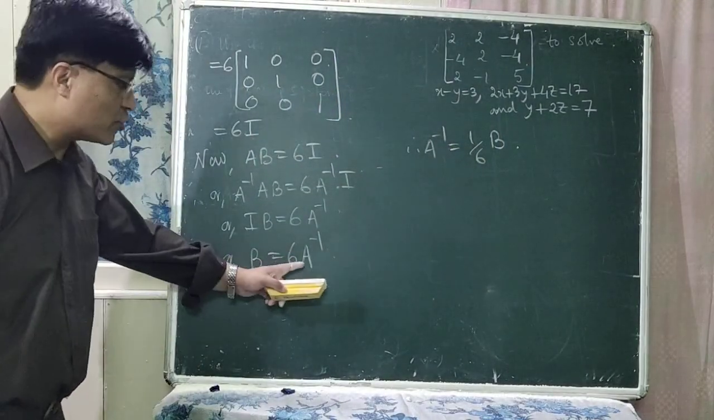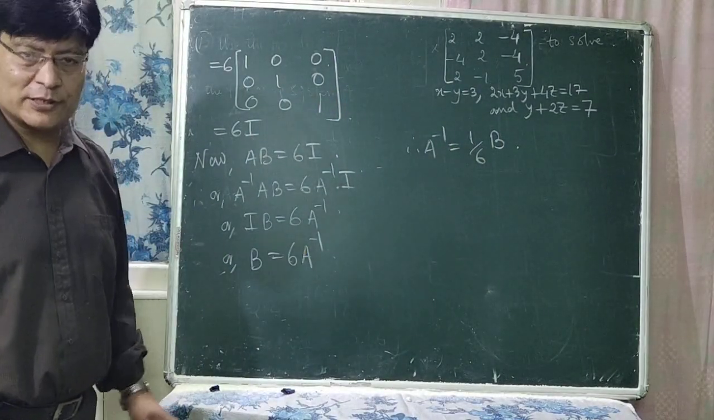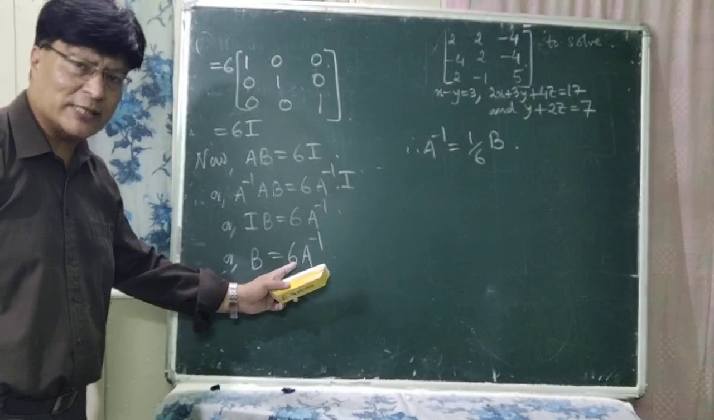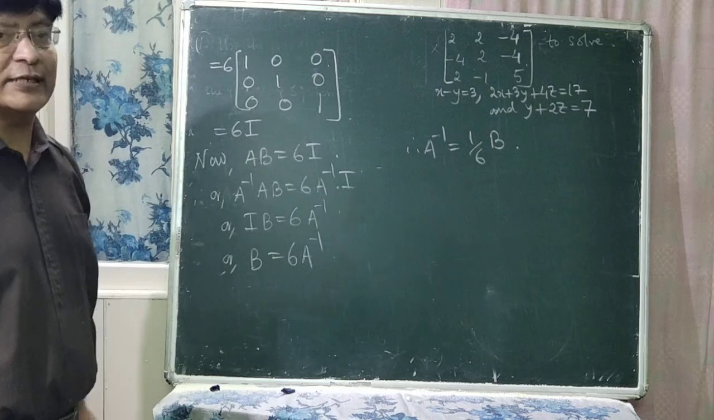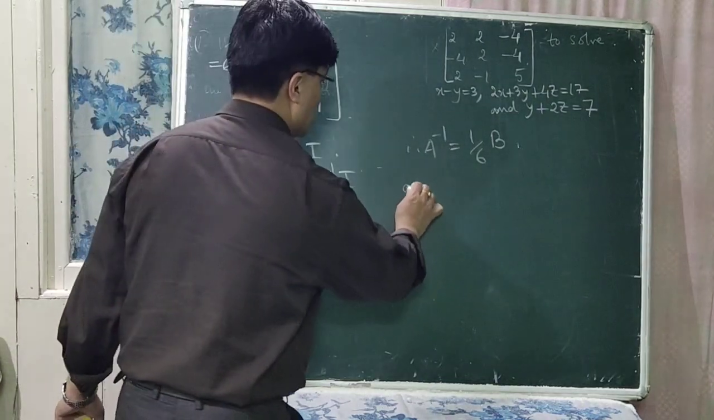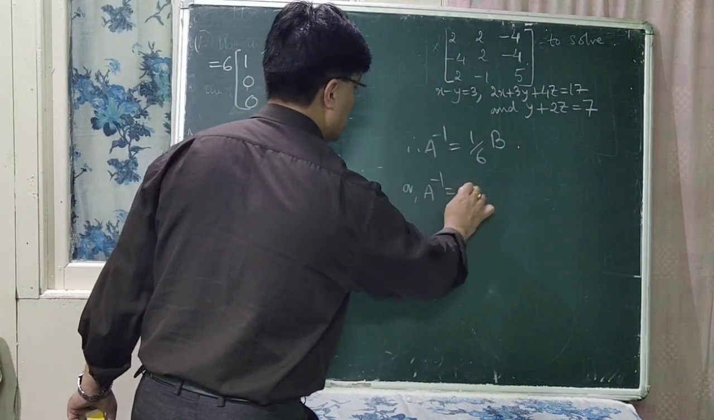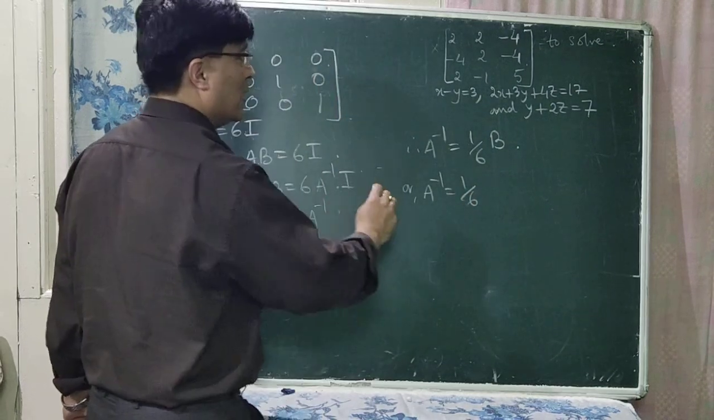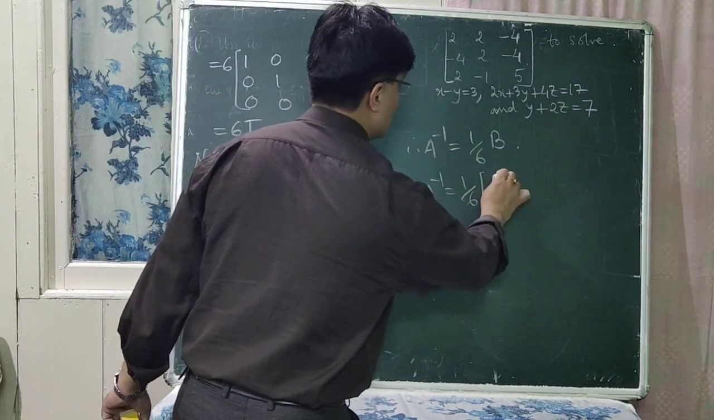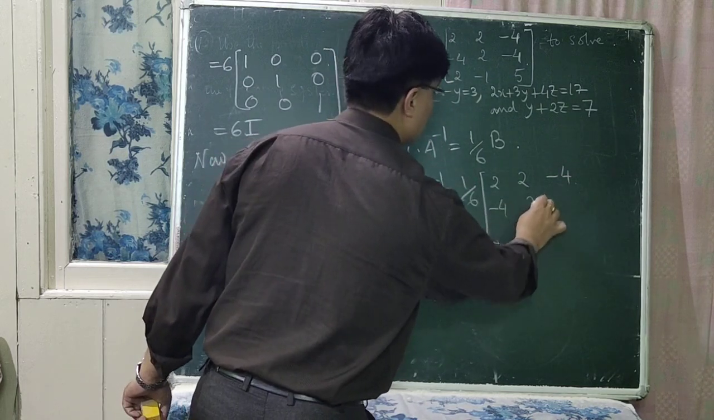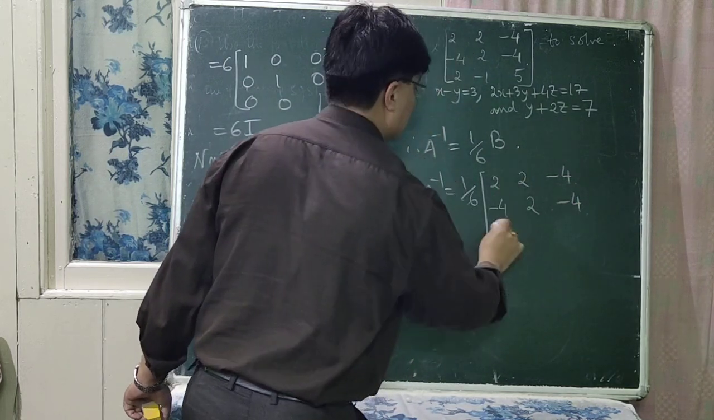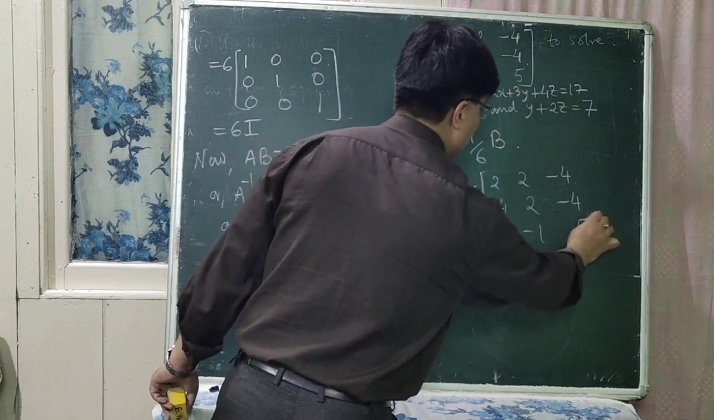So it is just like solving for A inverse. A inverse is equal to, when this 6 is taken to the left hand side, you should write it in the denominator. That is 1 by 6 into B. So what is A inverse now? It is equal to 1 by 6, and what is B out here? The B matrix was 2, 2, minus 4, minus 4, 2, minus 4, and then 2, minus 1, 5.